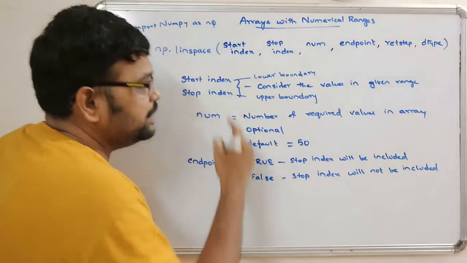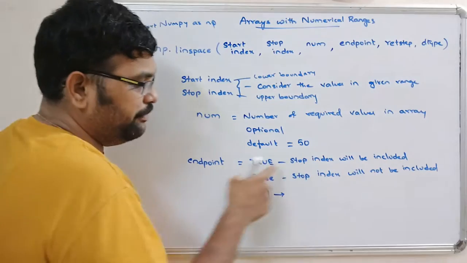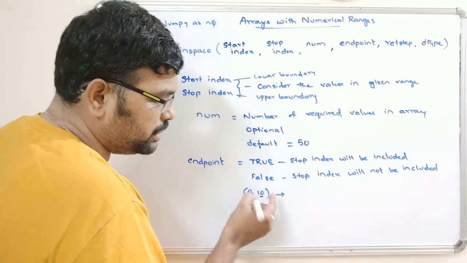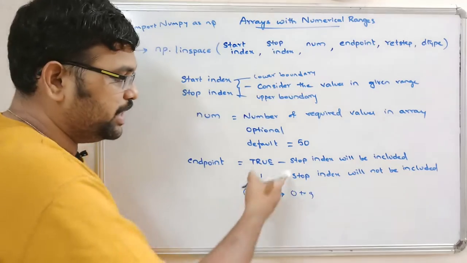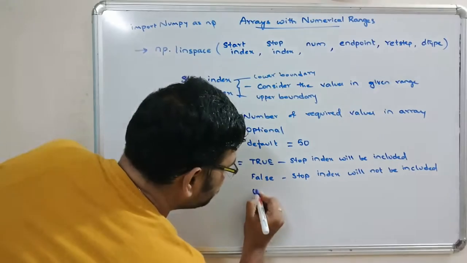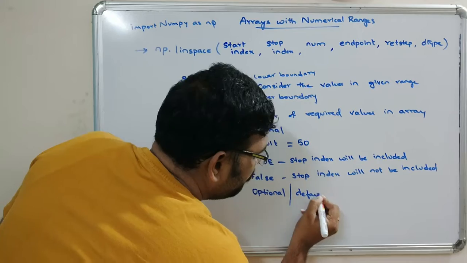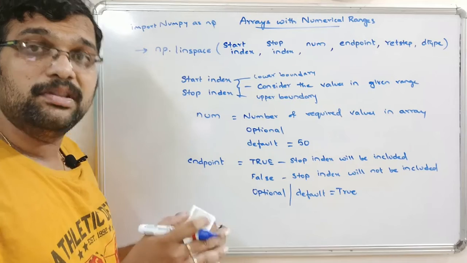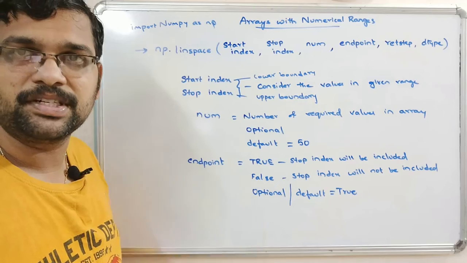Right. So if we take the range as 0 to 10, if it is true, 10 will also be included in the given list, and if it is false, 10 will not be included, so it will range from 0 to 9. So that's the importance of this endpoint. This is also an optional thing. By default, it will be true, that means it will include the stop index. I will show you the demonstration of this function in the interpreter. Don't worry about that.